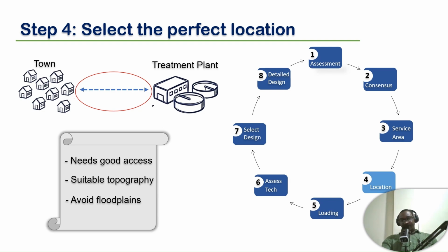Floodplains, if you construct in a floodplain, you risk having your system compromised when there are floods. And this is one of the worst case scenarios that can happen for a fecal sludge treatment plant. All this would end up into the community, risking exposure to pathogens, which is not a good thing.